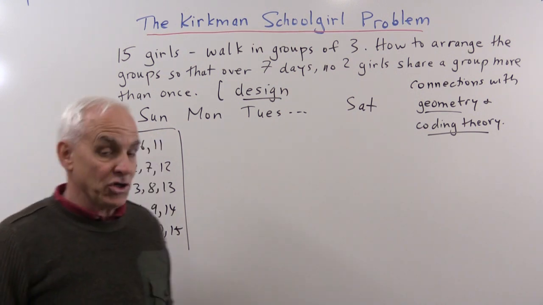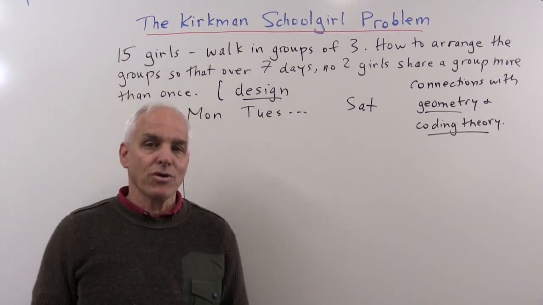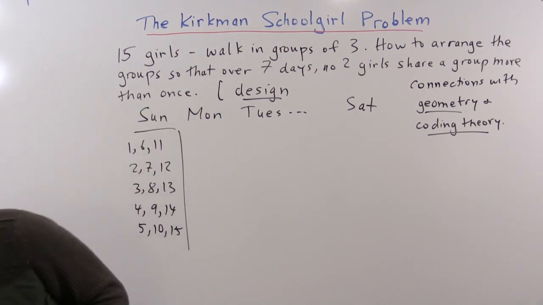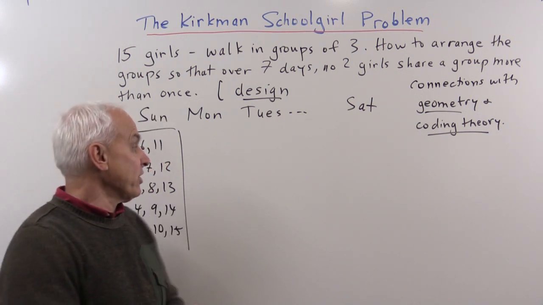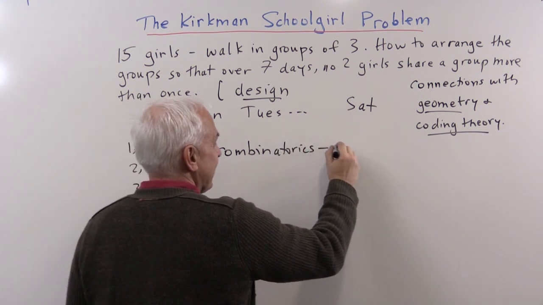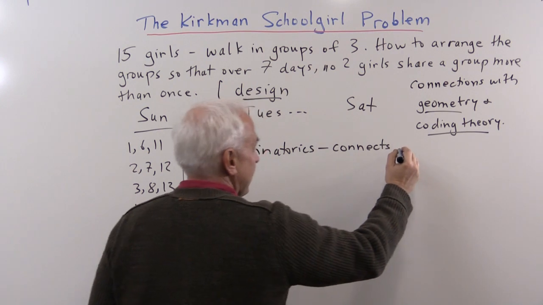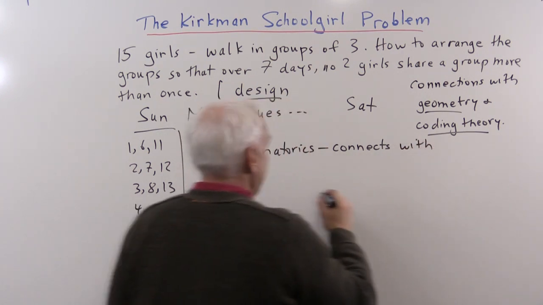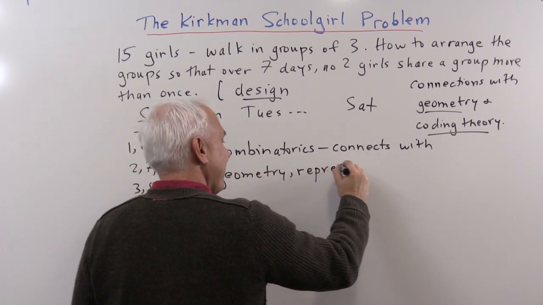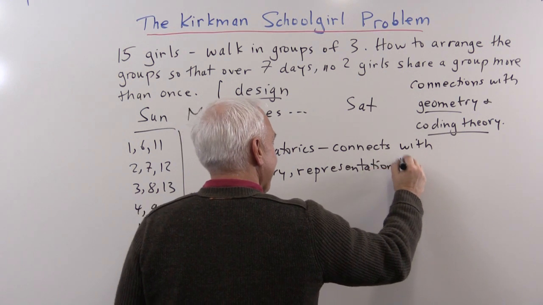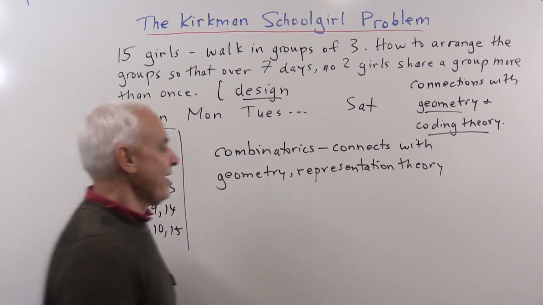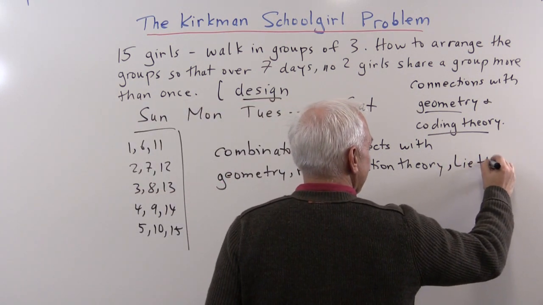So this has been a selection, sort of some simple motivational questions that have contributed to the development of combinatorics. But in the last 100 years, it's really gone in many different directions. So combinatorics has grown to connect with a lot of different areas, with certainly geometry, something called representation theory. It's actually a subject that I've studied quite a lot, and there's a very beautiful combinatorial aspect of it, sort of connected also with Lie theory.